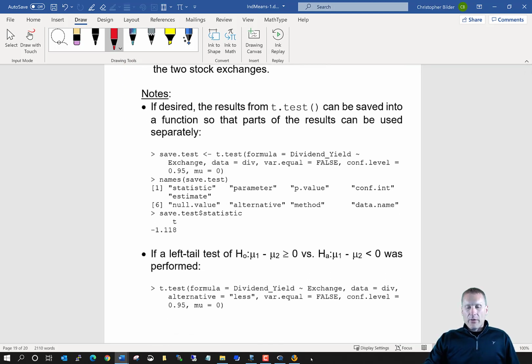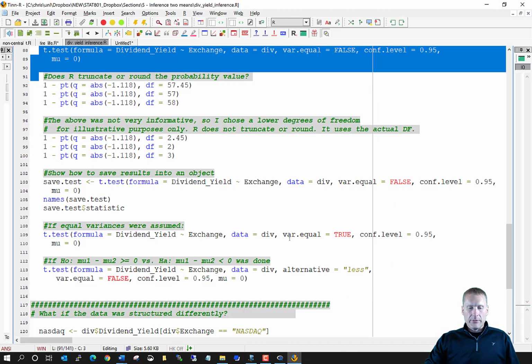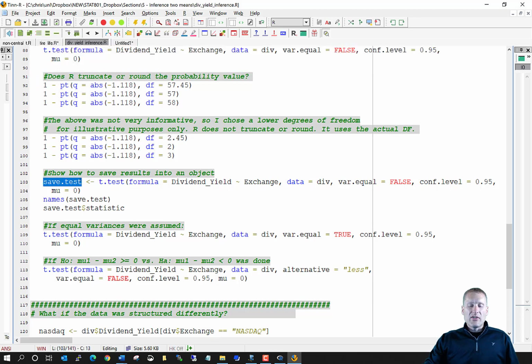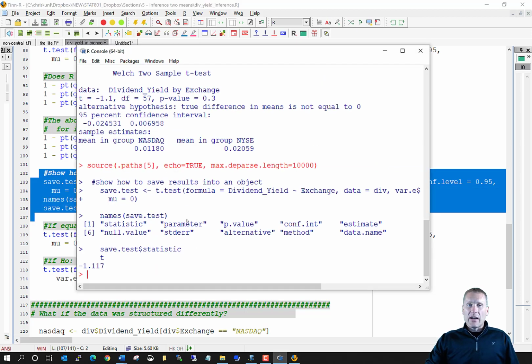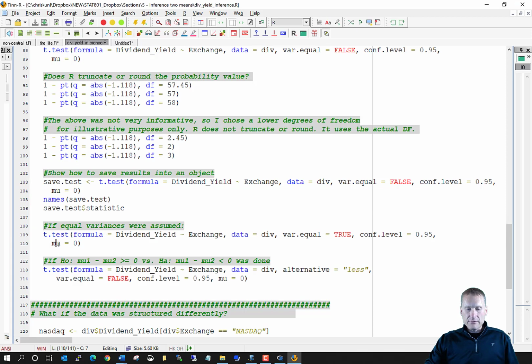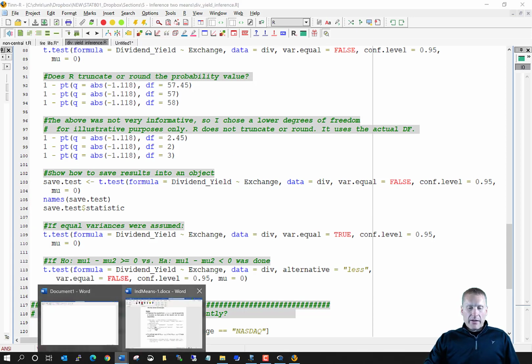Now, a few things here. If we want to, we could actually save the results from t.test into an object. Let's call it save.test for a lack of a better name. And then save.test is actually a list type of object using R's terminology. So with that, we can use the names function with it, and we can see how we can get at certain values inside this object. In particular, save.test$statistic is our test statistic that we calculated before.